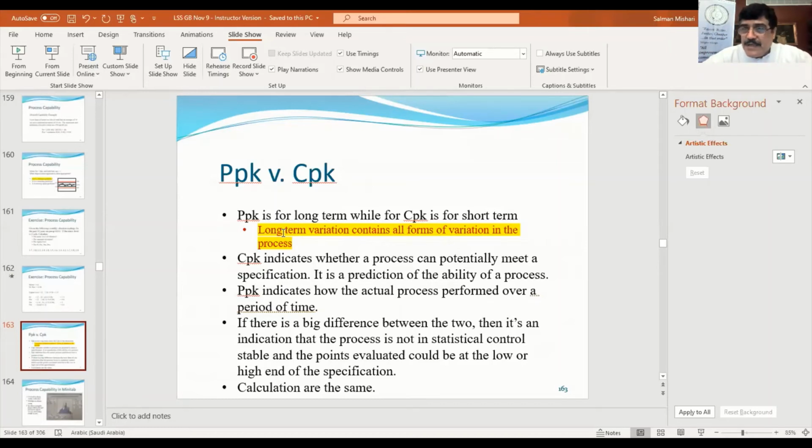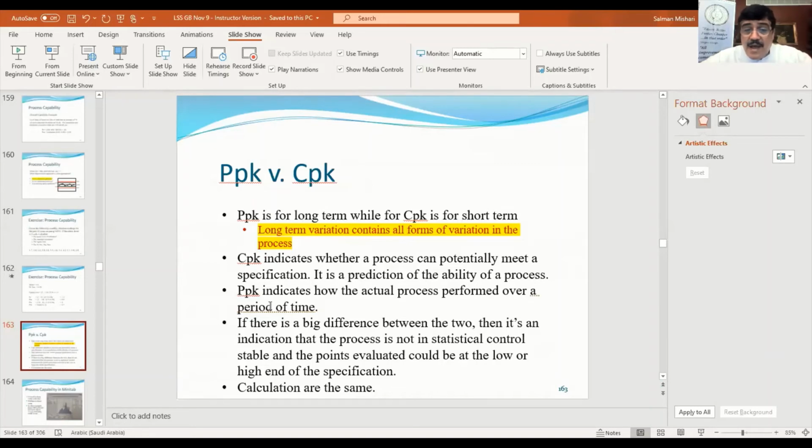It's a good measure, because as we say sometimes, if you were able to do it once, why can't you do it many times? Yes, overall you're not doing very well, but there are pieces and chunks in your process where it shows that you can actually potentially meet your specification. So this is what CPK is.